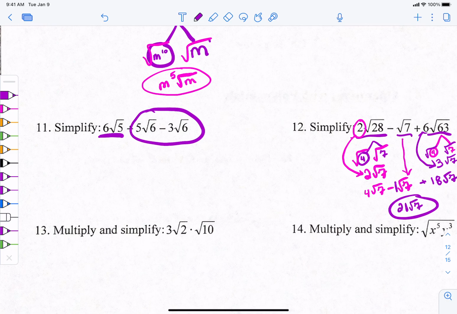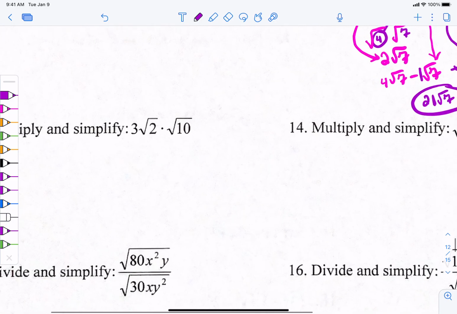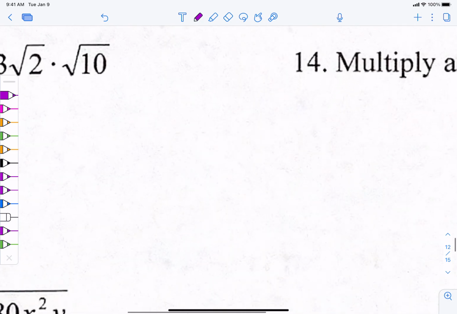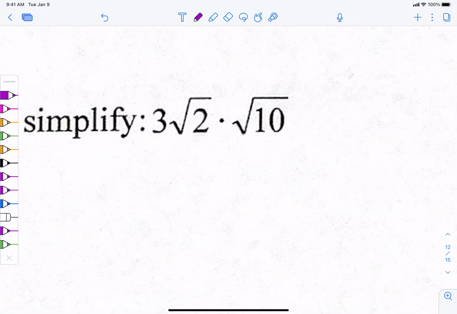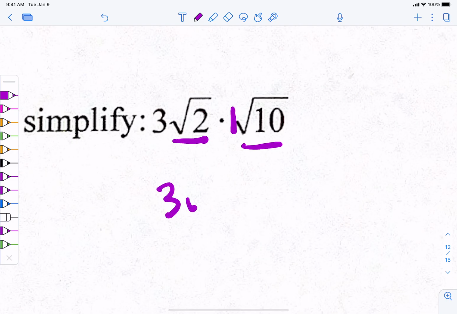Multiply and simplify. Okay? All right. 13 is multiply and simplify. Let's look at this guy first. 3 square root of 2 times the square root of 10. The square root of 2 and the square root of 10 do not have the same base on them, but you can multiply 3 times 1. So 3 square roots of 20.